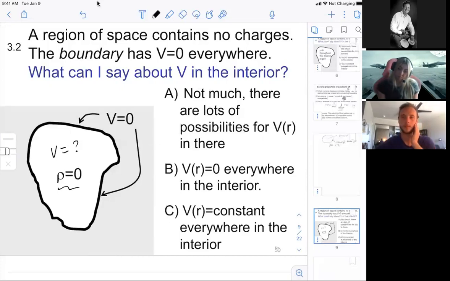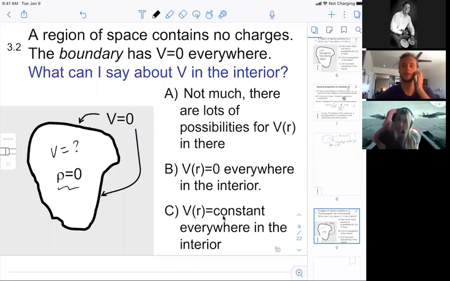Okay, just a few more seconds. Okay, I got all the answers now. Seems like you're in the majority of an agreement. So let me ask you to share your thoughts. How do you decide what V is inside the region?